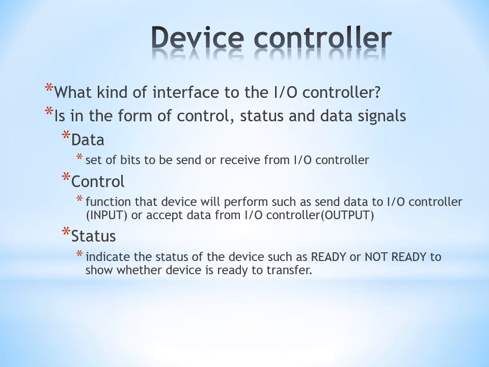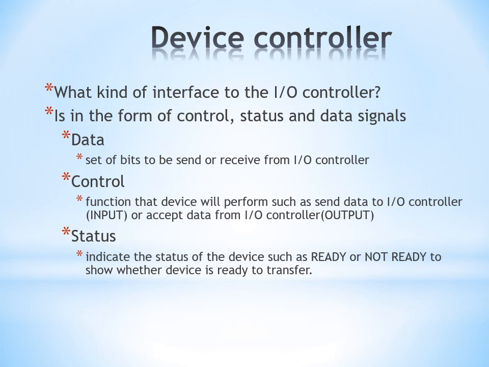Okay, so what kind of interface does the input-output controller have? It can be in the form of control signals, status signals, or data signals. For data, we can have a set of bits to be sent or received by the controller. For control, there are functions such as open, request, read, and write, in order to receive or send data to or from the input-output controller.